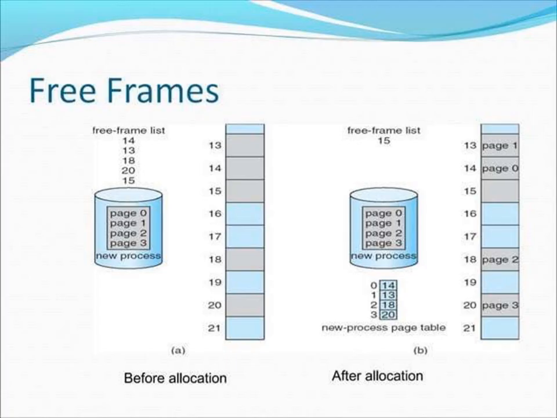So that will be the new process page table. You just see here this one, it is mapped accordingly. And of the remaining, there is one more frame, that is 15. So before allocation it was like this, and after allocating, those pages have been allocated in the specified frames. In the free frame list, only 15 alone is seen. So this is what is meant by paging.